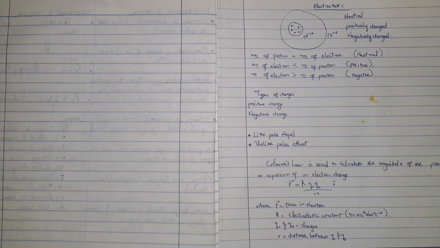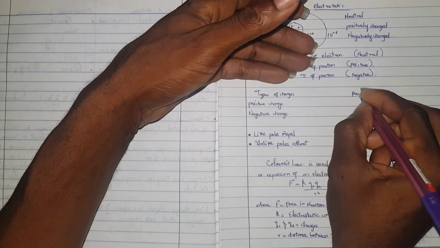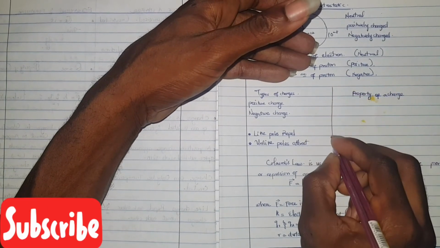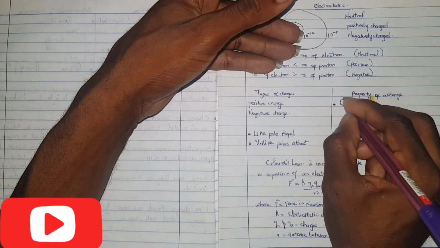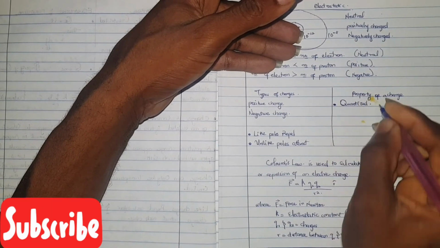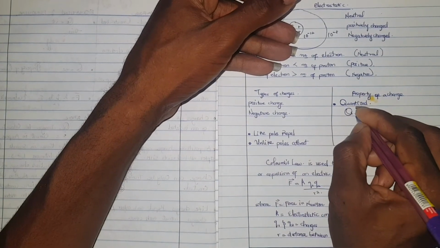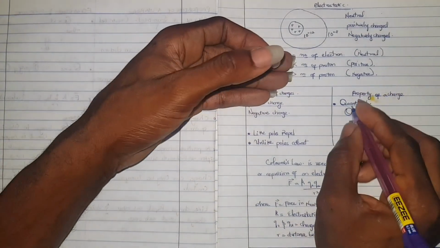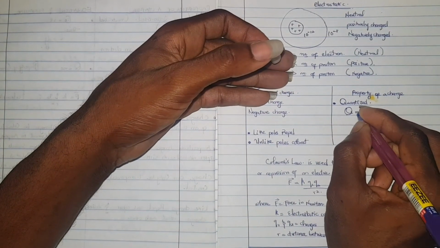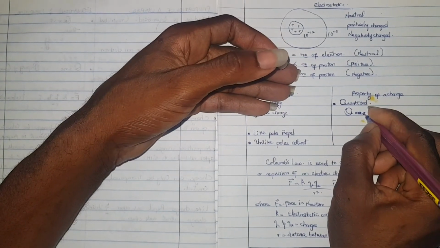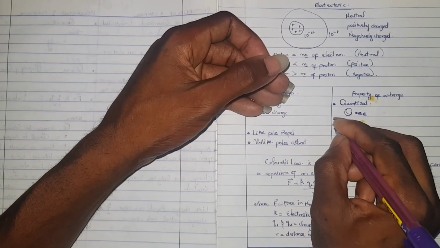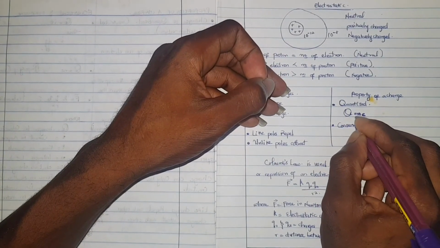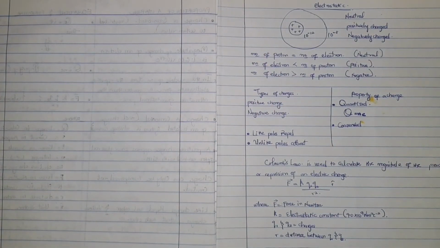Another property of a charge is that a charge is quantized. Property of quantization: charge is in the form of an integral multiple. The charge is equal to an integral multiple n, that is 1, 2, 3 and so on, times the electric charge of the electron. Charge is also conserved. The sum of charge in a closed system will be equal to 0. It is conserved.